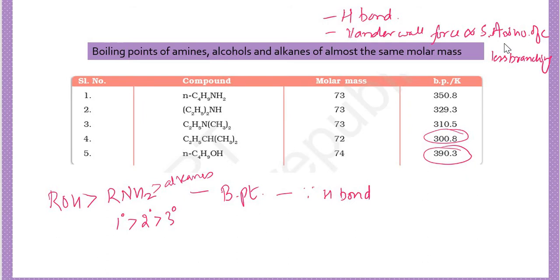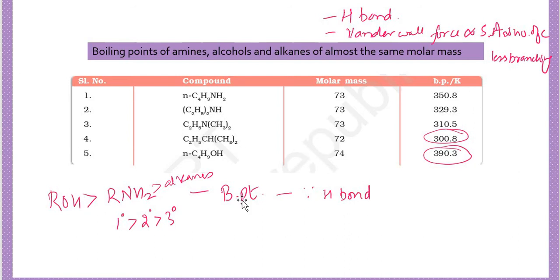It's all primary amine, isn't it? So the more the number of carbons, the more is the van der Waals force of attraction, so the higher is the boiling point. Or the lesser the branching, because branching decreases the surface area. So less branching, more surface area, more van der Waals forces. Branching decreases the surface area as well as van der Waals forces.